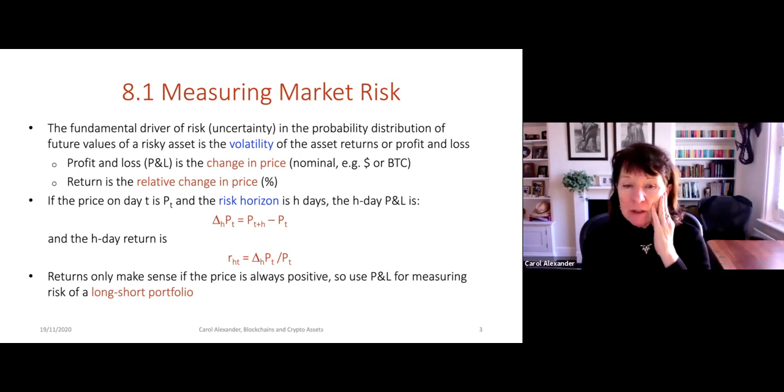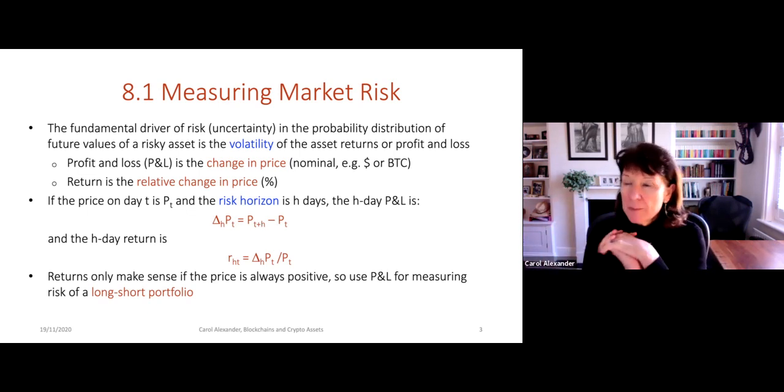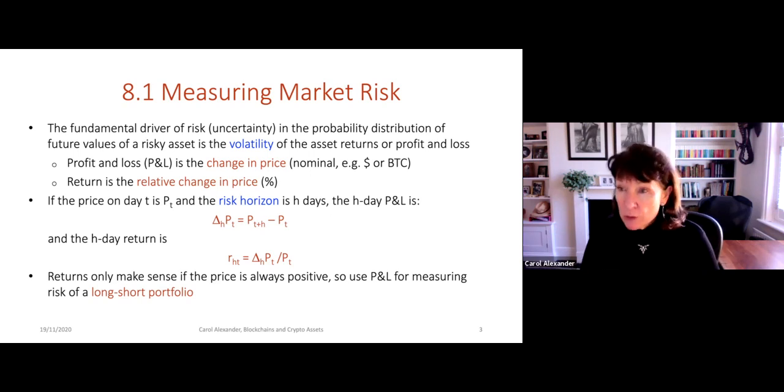Over a risk horizon of H days, the H-day profit and loss is the price H days from now, so I'm looking forward. When we're measuring risk, rather than looking at backwards differences, we look at forward differences. It's the price forward minus the price today. And of course this price, T plus H, is a random variable. We don't know what it is, so the profit and loss is also a random variable.